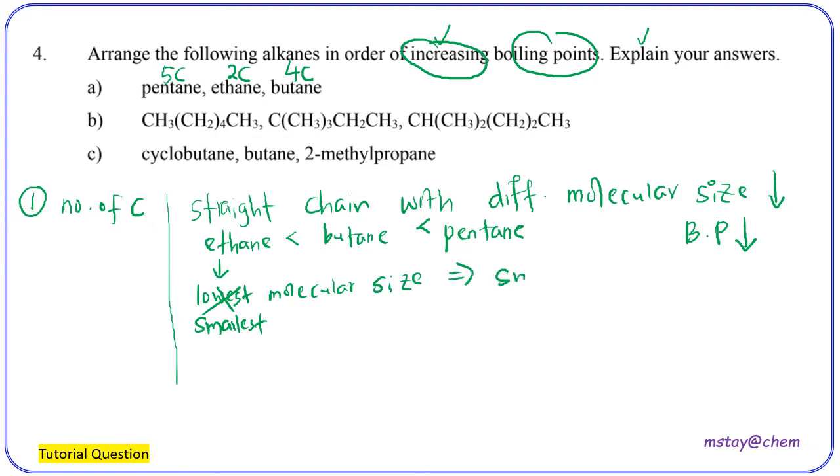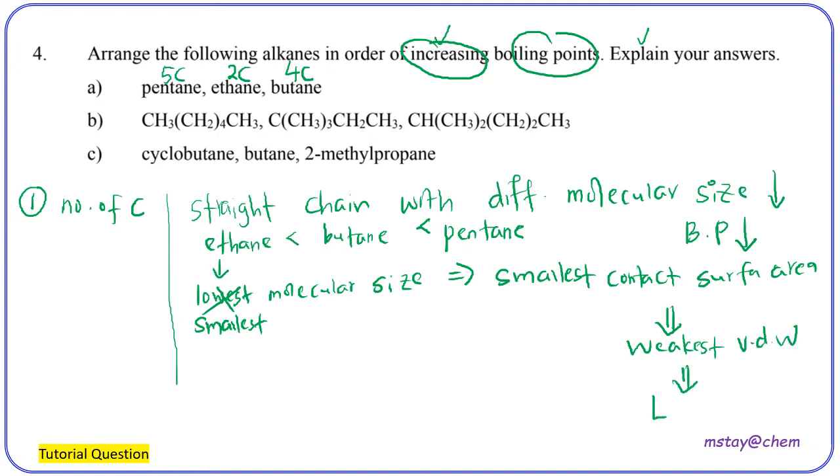Therefore, smallest contact surface area. Then weakest van der Waals force and less energy required. So that's why ethane will have the lowest boiling point.